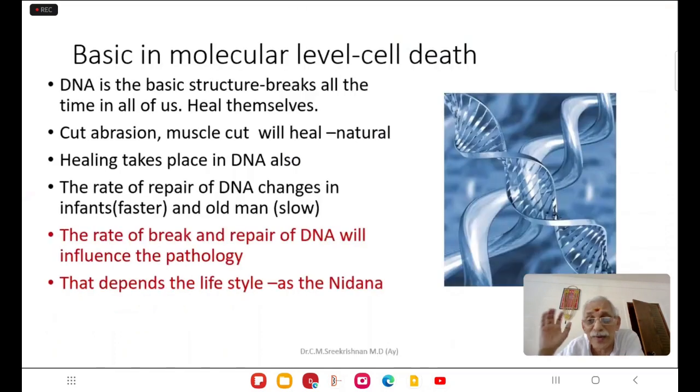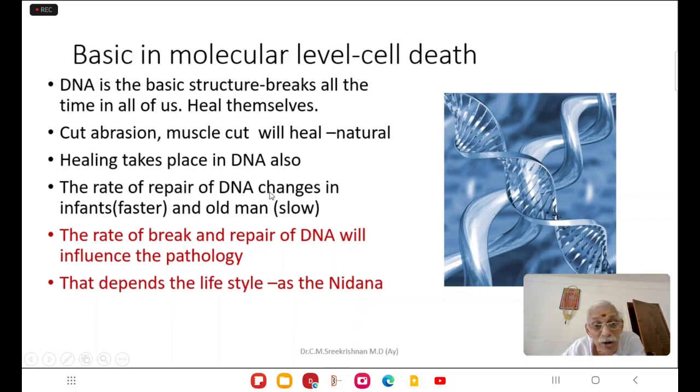So think about that. Normally, as I told you, at the basic molecular level, in cell death, DNA is the basic structure. It breaks all the time in all of us and heals itself. That is normal. Like a cut, abrasion, or muscle cut will heal naturally within 7 days. That healing takes place in DNA also, at the subtle level, because the body adjusts. That is called the homeostasis mechanism.